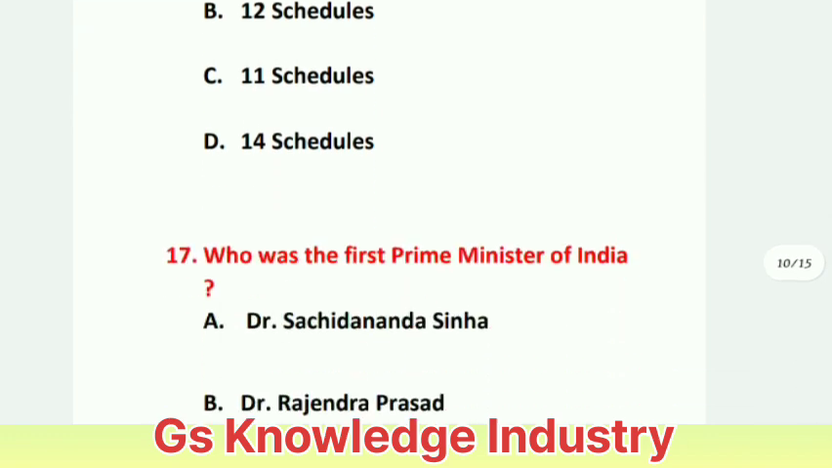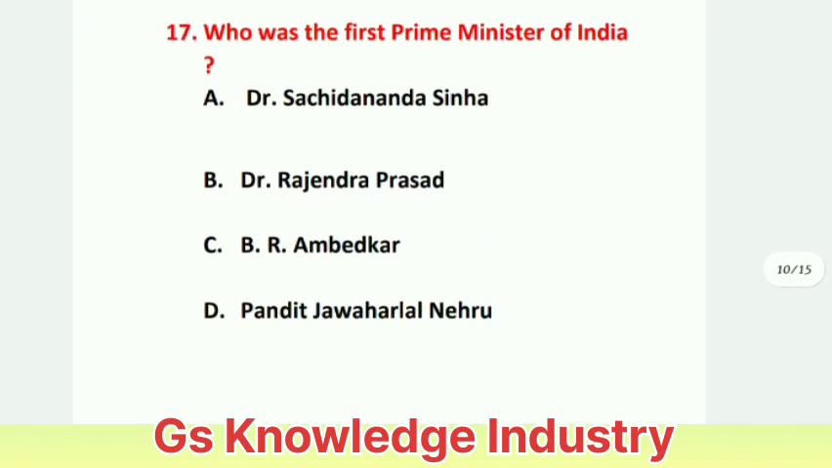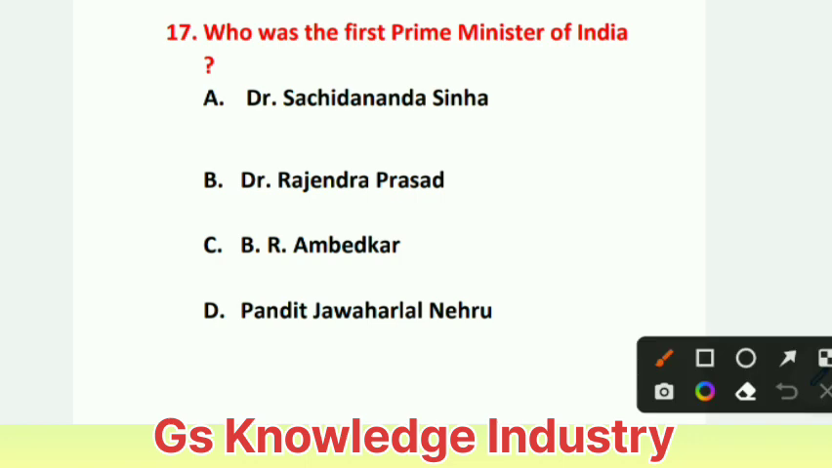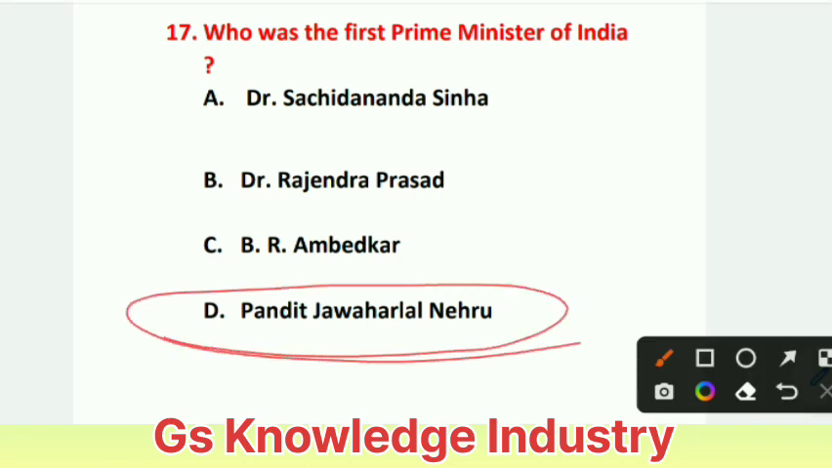17 number question. Who was the first Prime Minister of India? Option A, Dr. Sachidananda Sinha. Option B, Dr. Rajendra Prasad. Option C, B.R. Ambedkar. Option D, Pandit Jawaharlal Nehru. Here the right answer is option D, Pandit Jawaharlal Nehru. Who was the first Prime Minister of India? Pandit Jawaharlal Nehru.